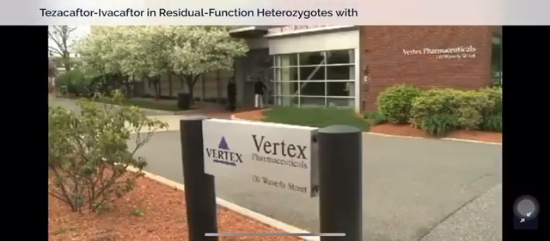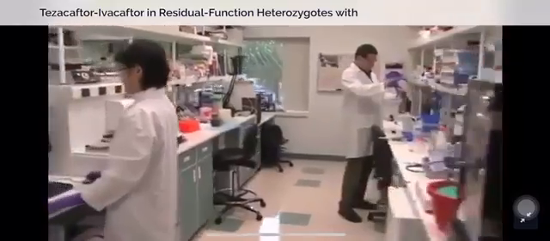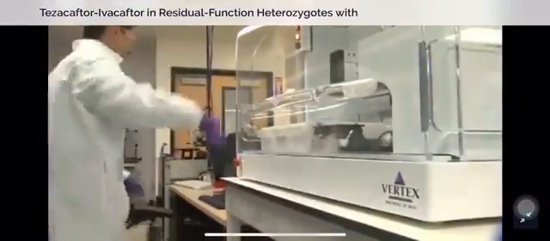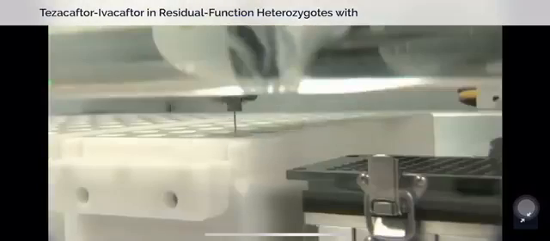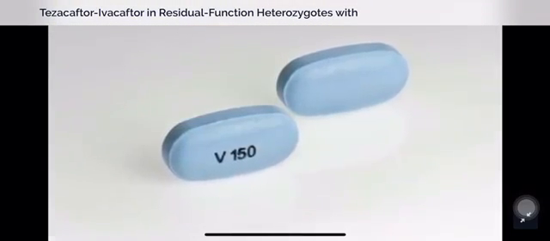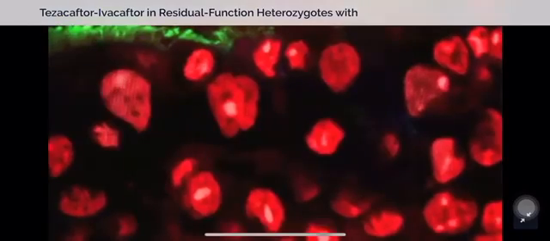The discovery of Kalydeco by the scientists at Vertex was made after testing thousands of chemicals in cells containing CFTR. One of those chemicals ultimately became a successful medicine, only it required modification so patients could administer it orally, and so it would last the correct amount of time in the patient's body.